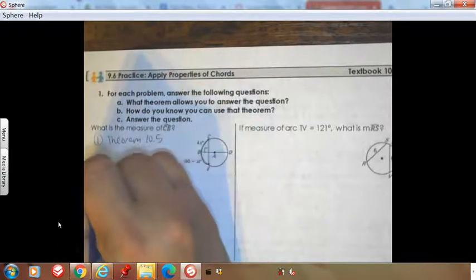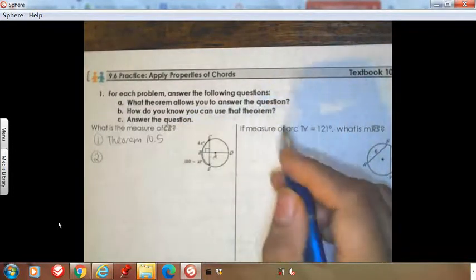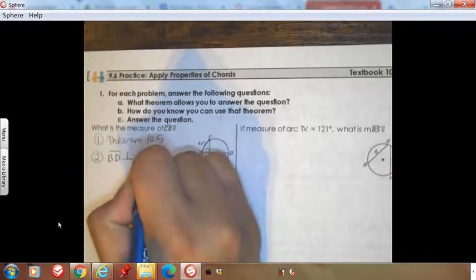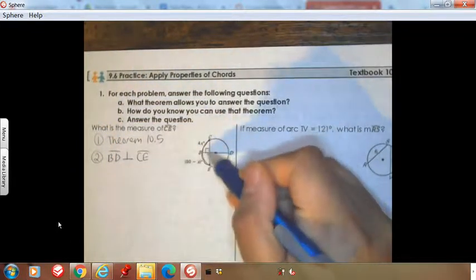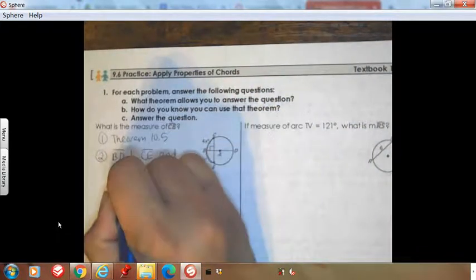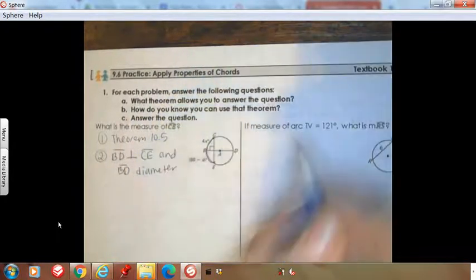And then step 2, or the second reason, says, how do you know that you can use this theorem? The two things are segment BD is perpendicular to segment CE, that's what we saw here with the perpendicular symbol, and segment BD is a diameter. Okay, and now we go ahead and solve it.